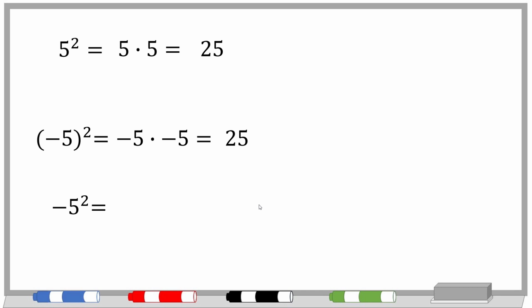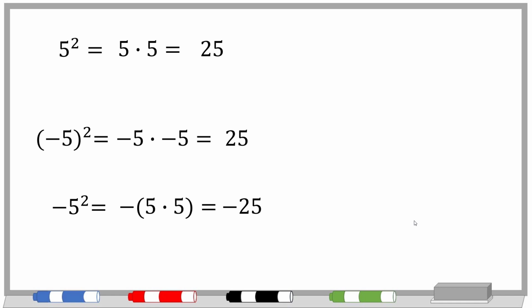But here, where we don't have parentheses, only the 5 is being squared, and so it's going to give us a situation like this, that we're saying 5 times 5, parentheses for emphasis here, we're doing 5 times 5 first because we're taking care of the exponent, but then we have to include the negative that was in front. So this is how we end up with negative 25. It's a bit tricky of a concept, okay?